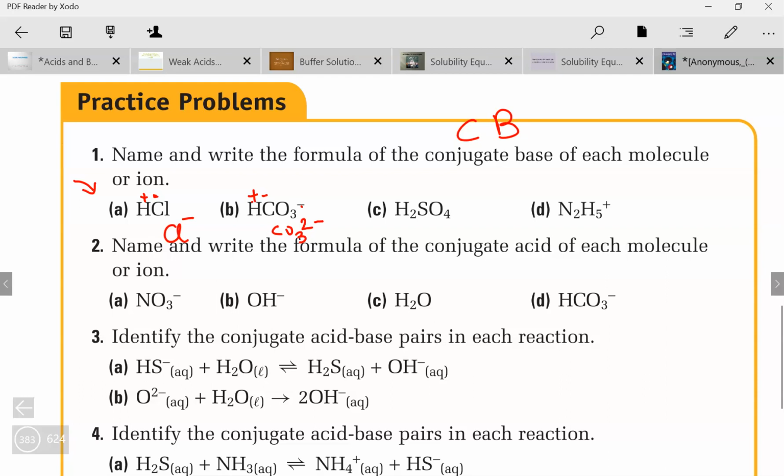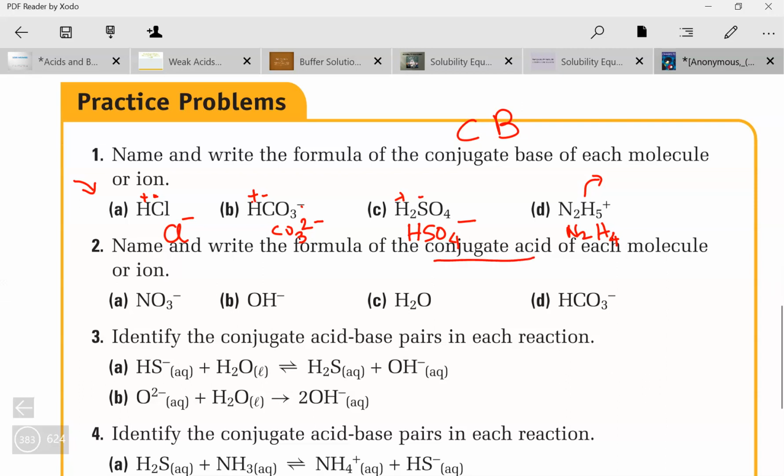H2SO4, again, it's losing a proton. So there's one H left, HSO4 minus, because it's lost that one positive charge, it gets a negative charge. N2H5 plus. So let's remove an H plus from here, and you're left with N2H4. This positive has gone away along with one of the protons, so this is the conjugate base. So hopefully that was straightforward.